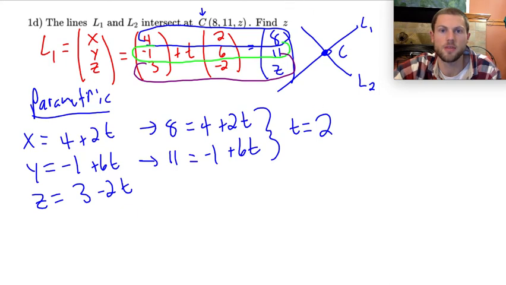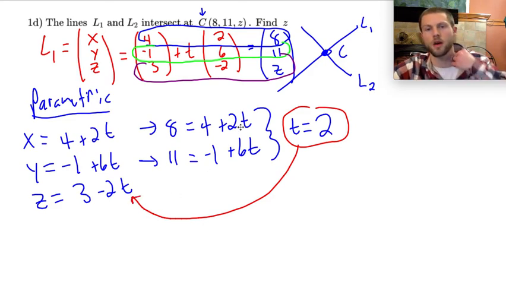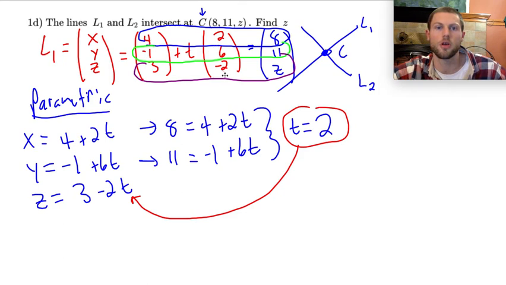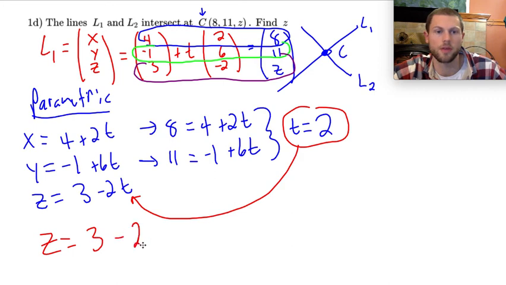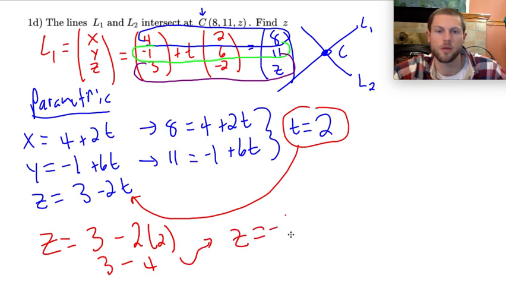That should be the same t value as this t right here. Since the t is the scalar value multiplied by the entire directional vector, I can't have different t's applying to the same direction vector. So if my t is 2, then I can find my z by plugging in 2 for this t. So z will equal 3 minus 2 times 2, or this is 3 minus 4. So then the z component must equal -1.